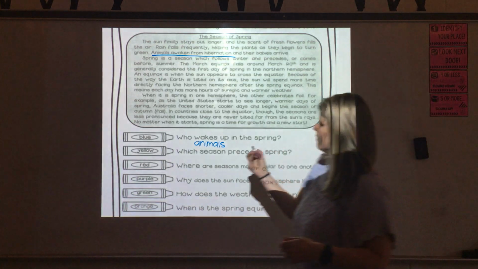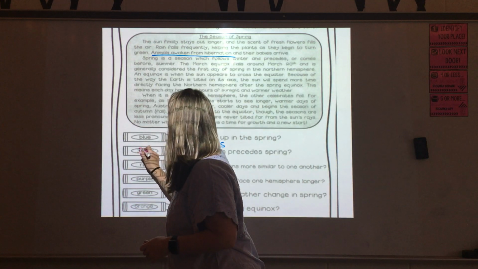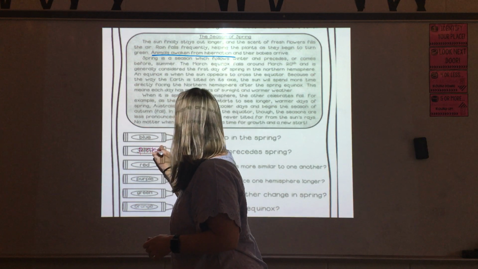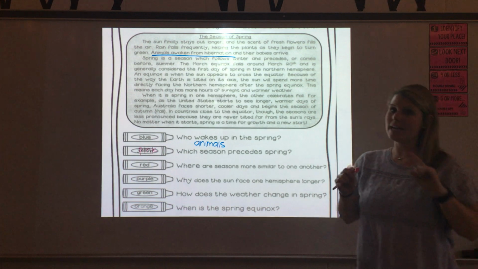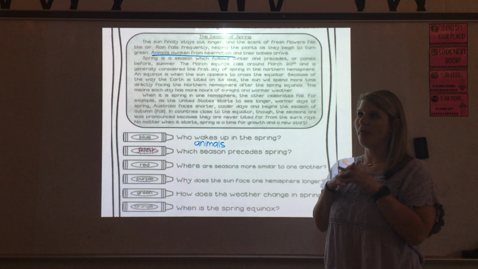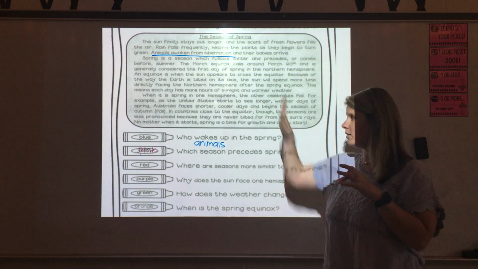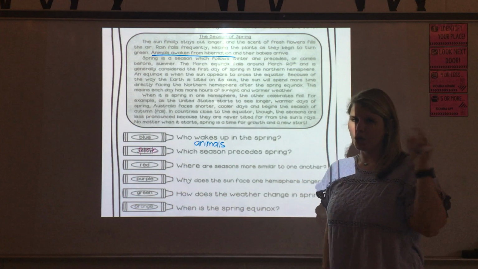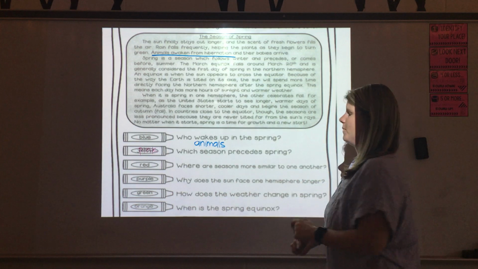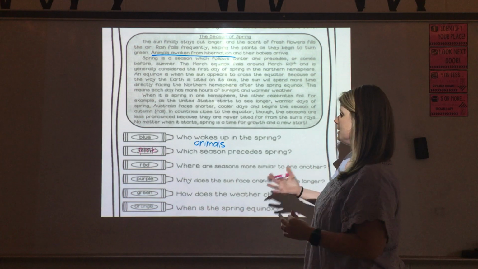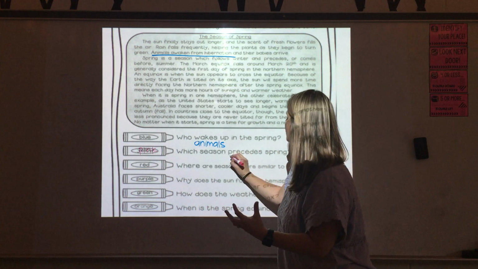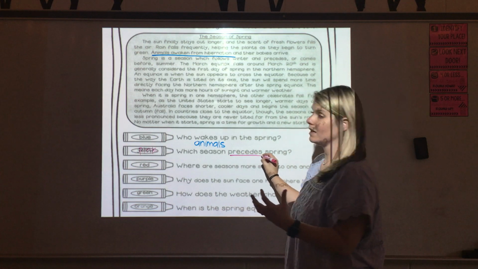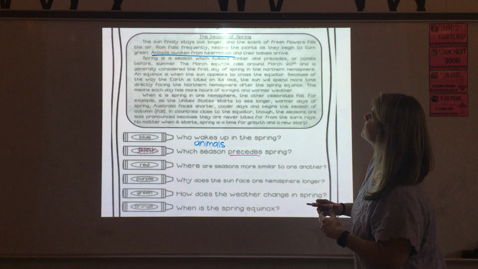I still don't have yellow, so we are switching yellow to pink. Okay, so this was a tricky one, and I think whoever made this was purposely trying to make sure you were paying attention. So it's asking which season precedes spring. Now, this word right here is going to be key to answering this question, precedes.